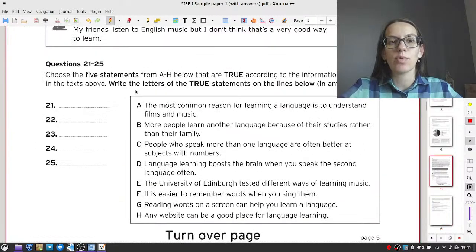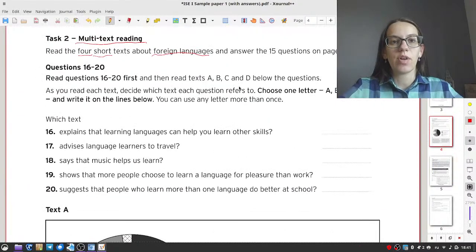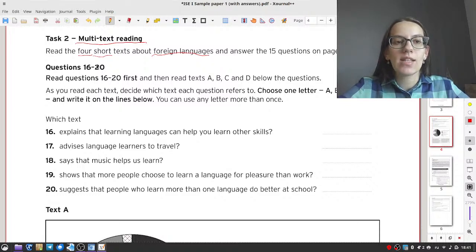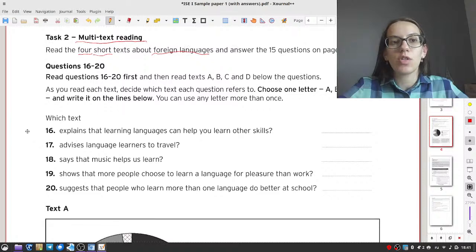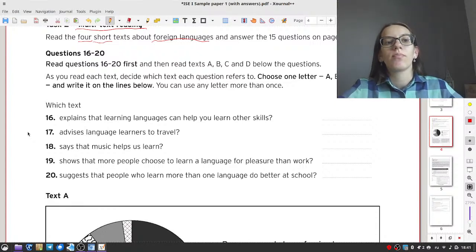In 21 through 25, we've got true statements that you will have to choose. And in the very beginning, 16 to 20, let's concentrate on these ones now. So let's read the task first. What do we need to do before we read the texts? Before we jump into reading everything, let's understand what we need to do with them.